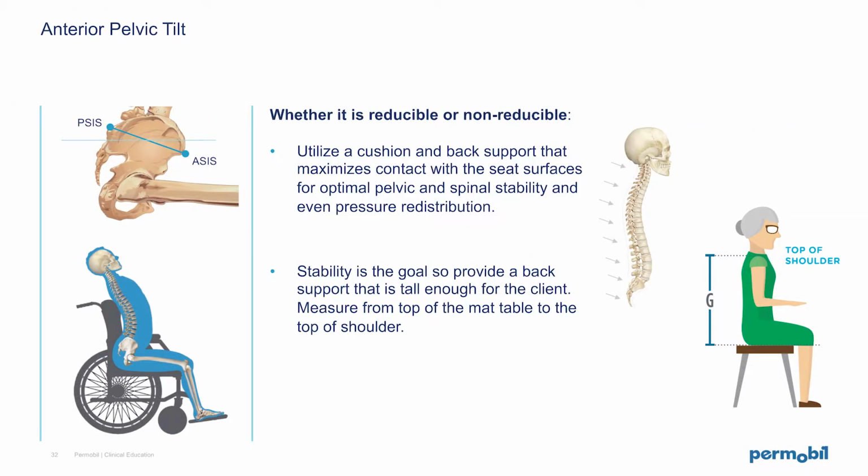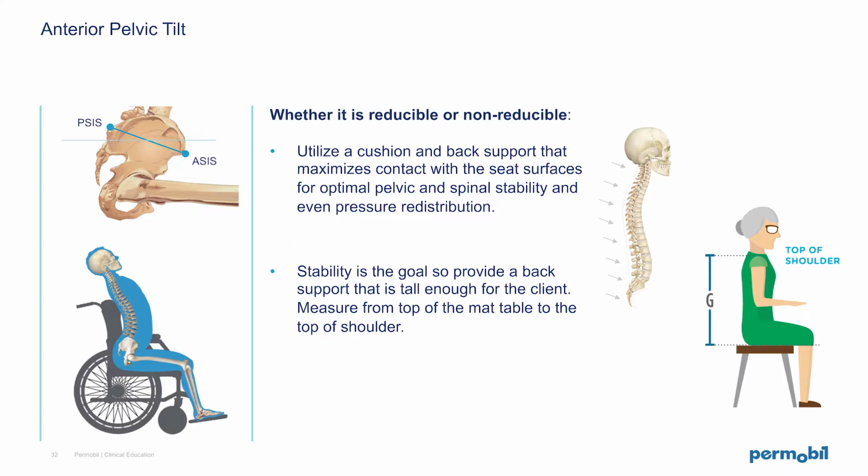Okay, now moving on to the next abnormal posture, which is the anterior pelvic tilt. When dealing with an anterior pelvic tilt, whether it's reducible or non-reducible, you need to 100% make sure that you're thinking about the cushion plus the back support. Because the tendency of a person with an anterior pelvic tilt is, you see what's happening, they're going to try to stack the spine to bring the trunk back to neutral to be able to function.